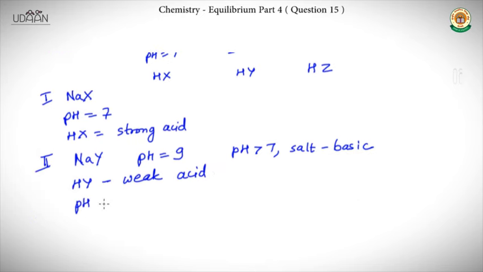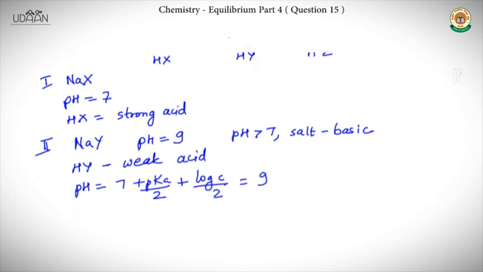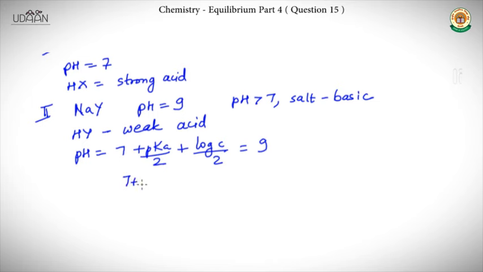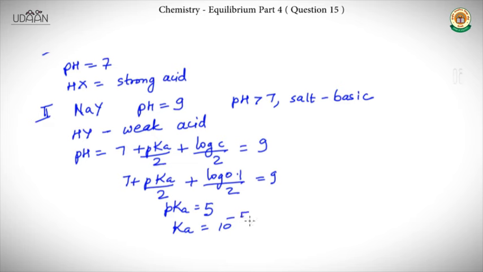And we know the formula for the pH of a salt of a strong base and a weak acid: pH = 7 + pKa/2 + log C/2, which is 9, given to me in the question. I can simply substitute the values and find pKa. With log of 0.1/2, and pH as 9, pKa I will get as 5. So Ka will be 10^-5.